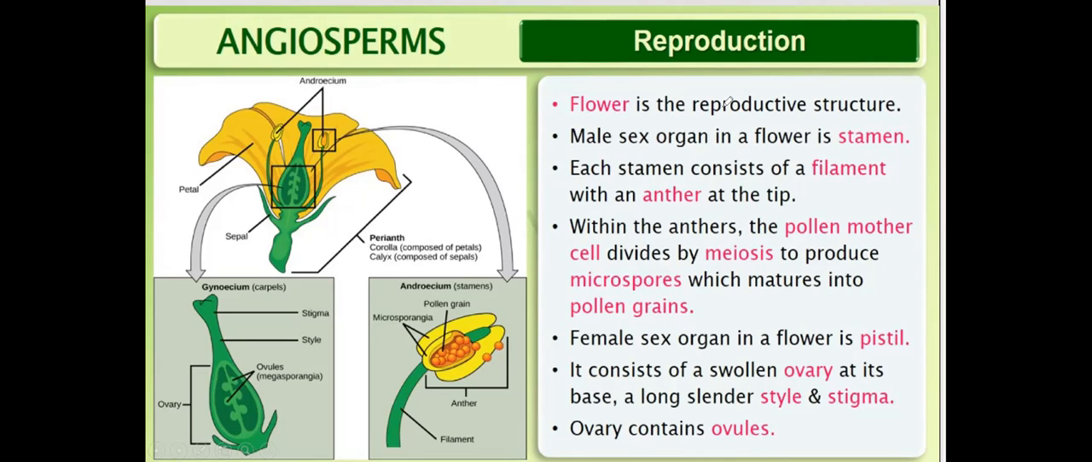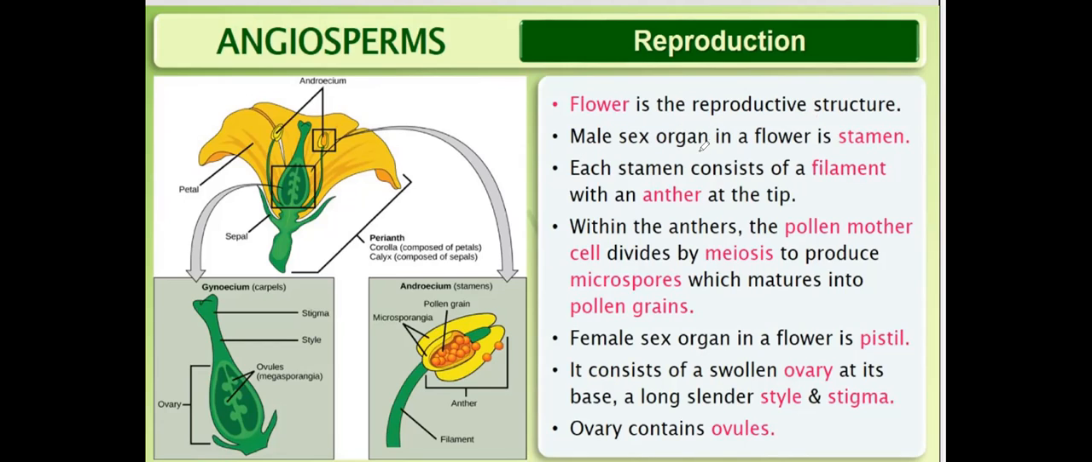In the pteridophyte, there is what? Prothallus. In gymnosperm, there is what? Male cone, female cone, sporophyll, microsporophyll, megasporophyll. But here, the flower is the reproductive structure.